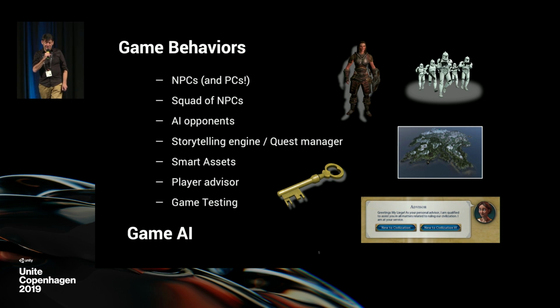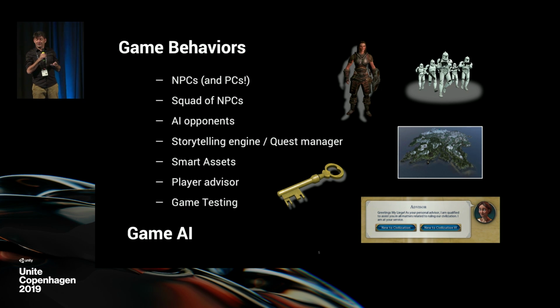So first, a little introduction slide. What are we going to talk about? What are we talking about when we say game behaviors? Obviously we are thinking of powering up NPCs, squads of NPCs. Another obvious application would be to create AI opponents. But there is more. We can also think of a storytelling engine, the behavior of your game world, the actions and game events that happen to drive the story. We can be thinking of smart assets.